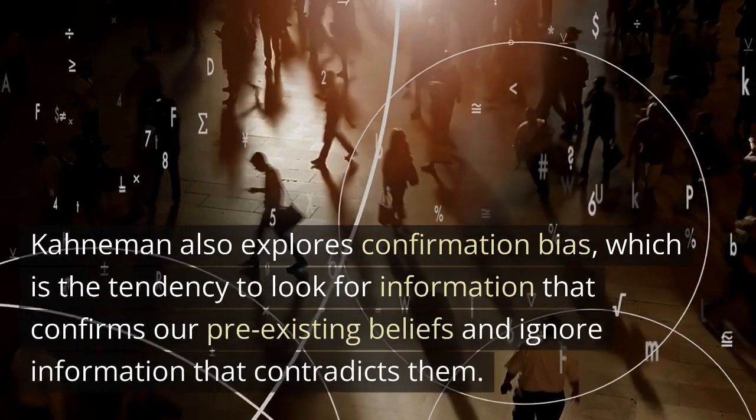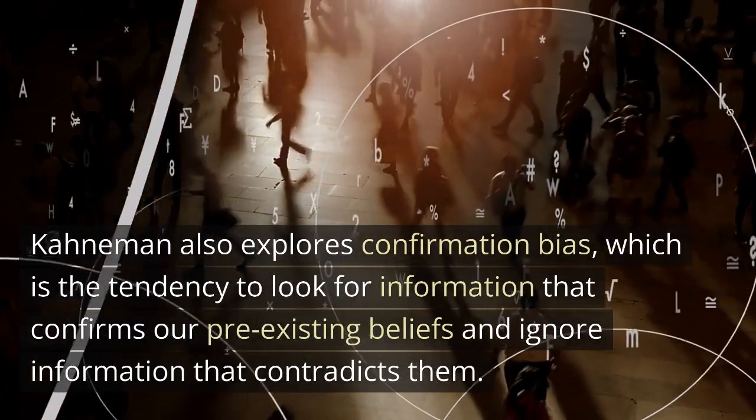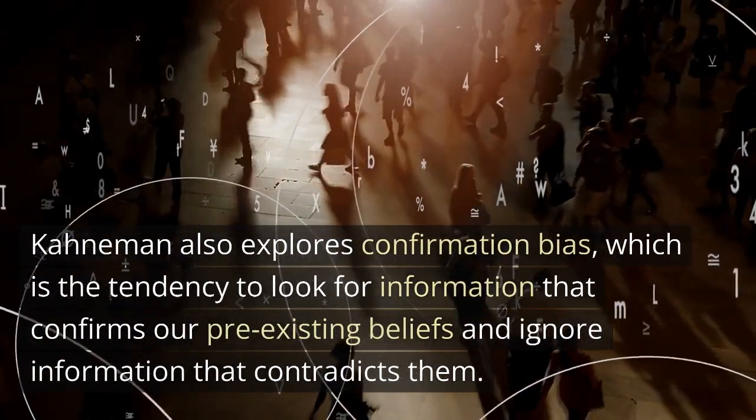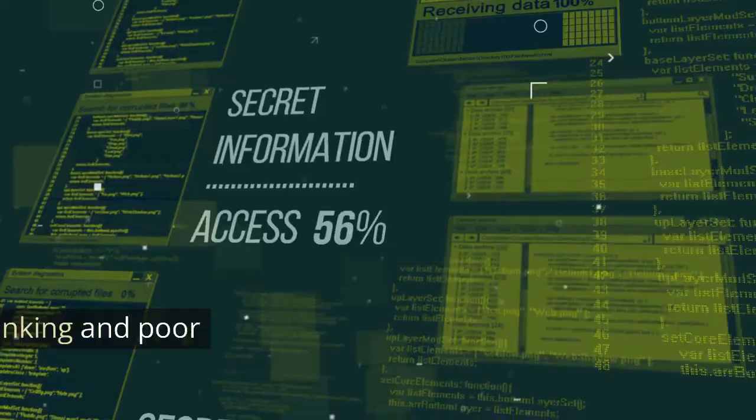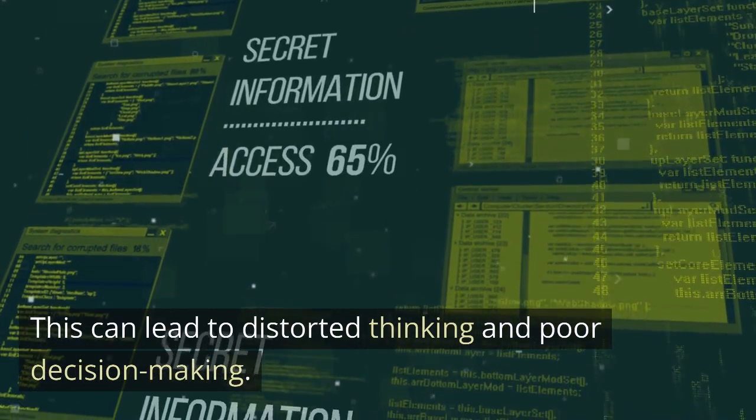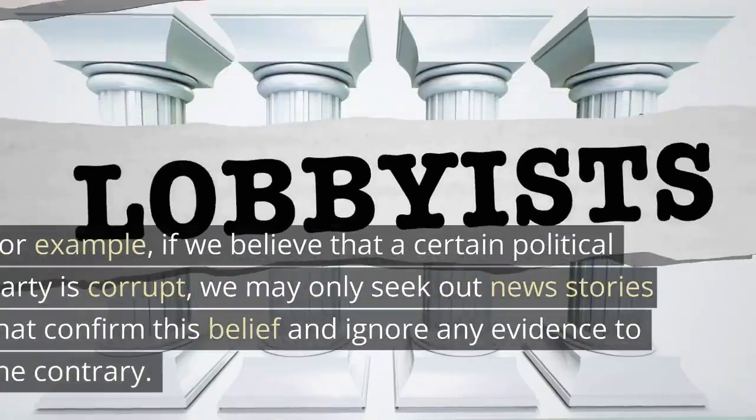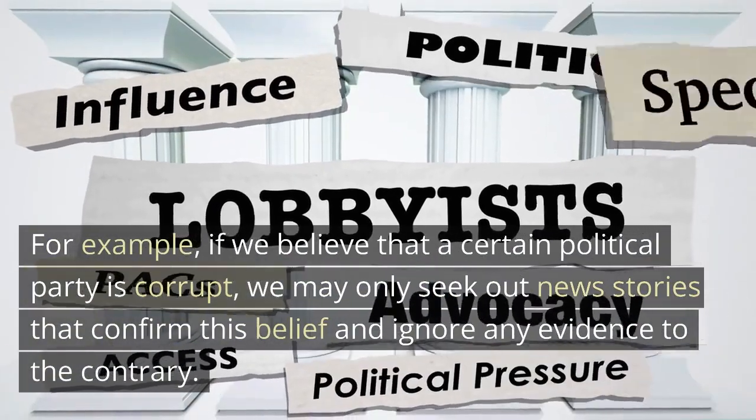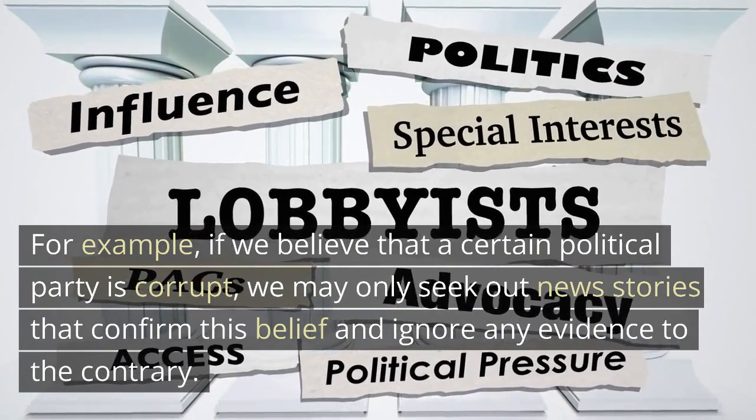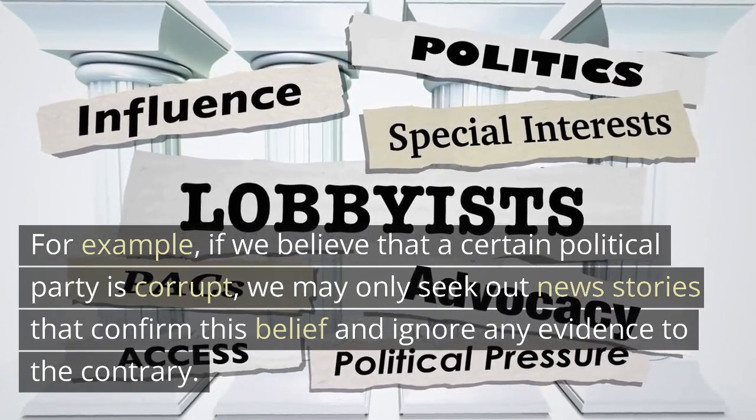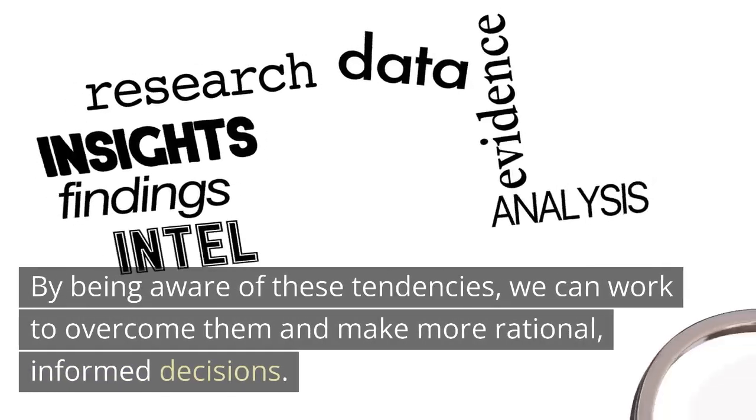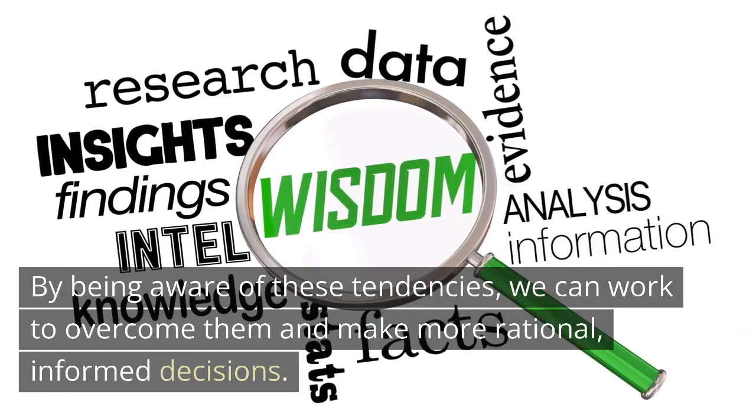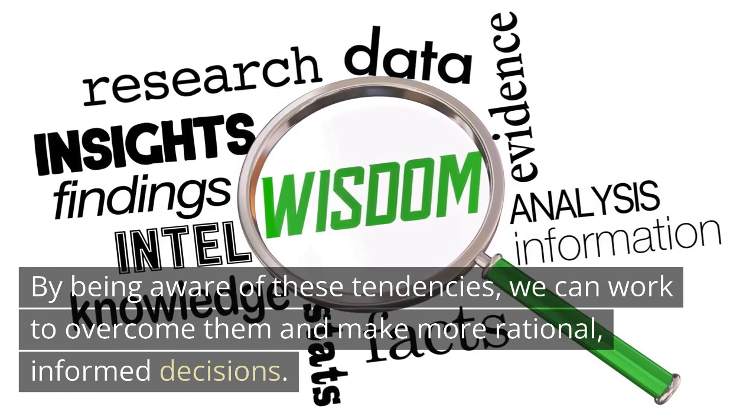This is because the availability of the news story makes the event seem more likely to occur. Kahneman also explores confirmation bias, which is the tendency to look for information that confirms our pre-existing beliefs and ignore information that contradicts them. This can lead to distorted thinking and poor decision-making. For example, if we believe that a certain political party is corrupt, we may only seek out news stories that confirm this belief and ignore any evidence to the contrary. By being aware of these tendencies, we can work to overcome them and make more rational, informed decisions.